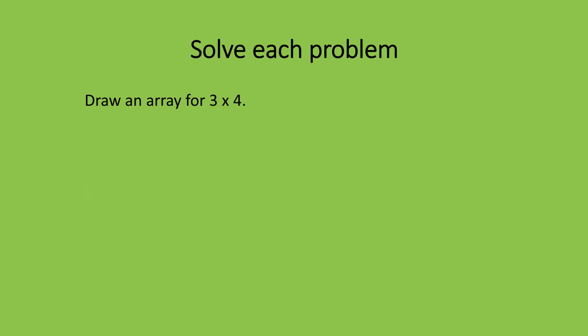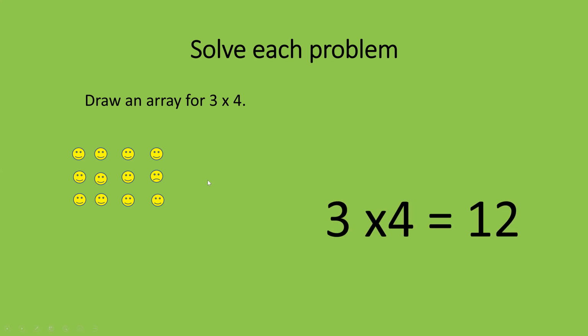Your next problem is you're going to draw an array of 3 times 4. So pause the video and draw your array of 3 times 4. Awesome. This is what I drew. So I have 3 rows, 1, 2, 3, and I have 4 columns, 1, 2, 3, 4. So I have 4 in each row. So my multiplication sentence is 3 times 4 equals 12. Great job, guys. Let's do another one.